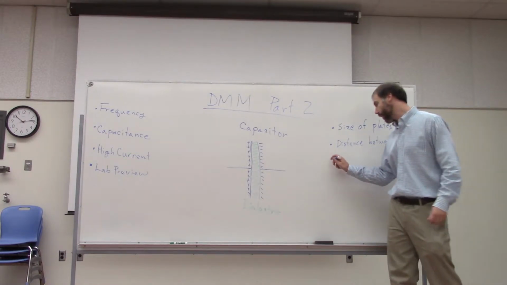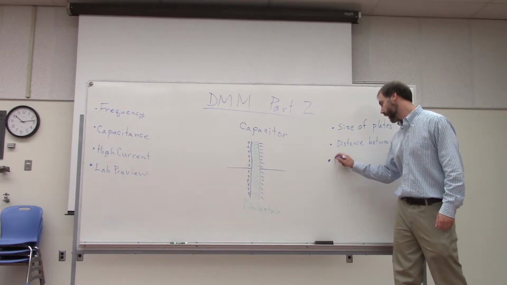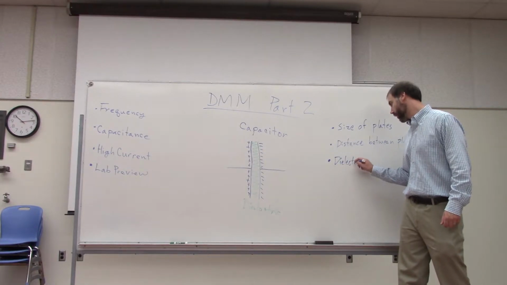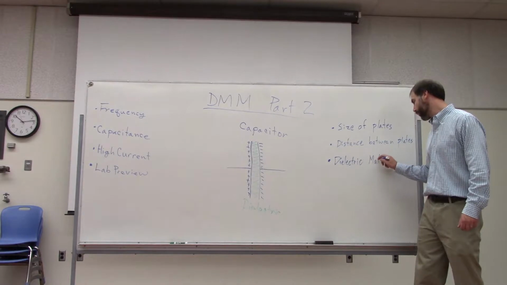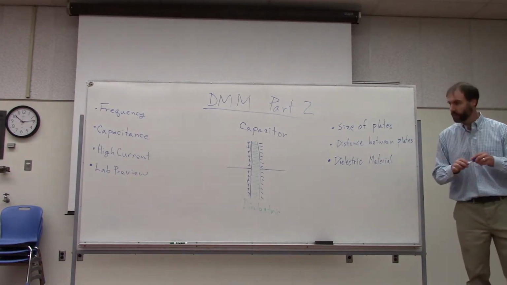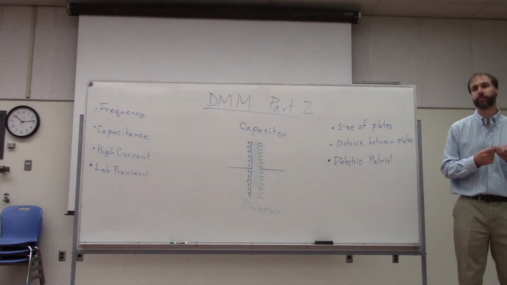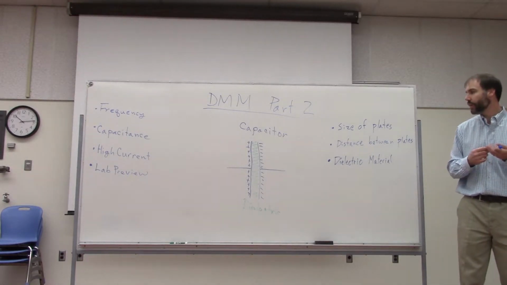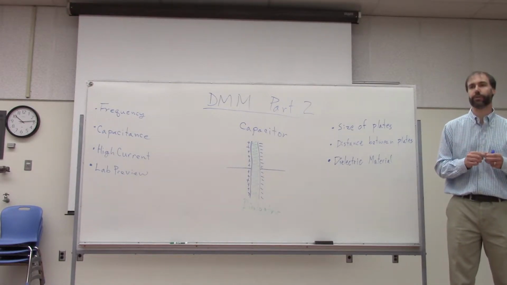And then the third factor which contributes to the capacitance is the dielectric material. Different materials have different properties, and so they result in different capacitances. Yeah? Does the material, what the plates are made of, does that matter? Not really. Maybe a little bit, but not very much.